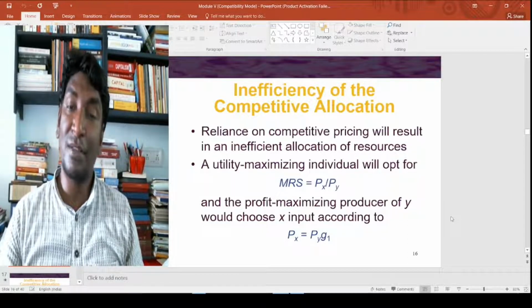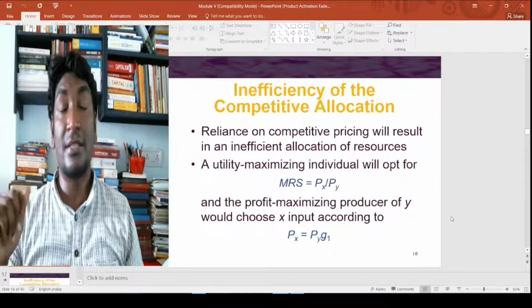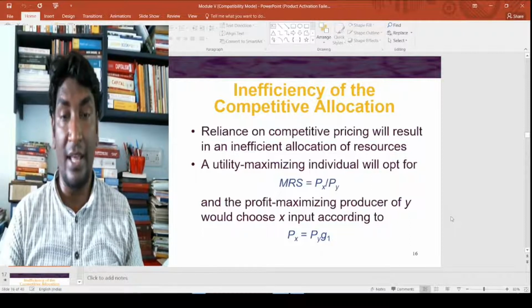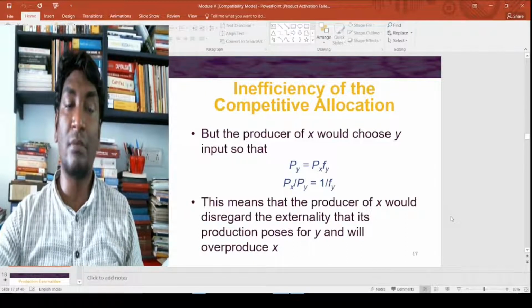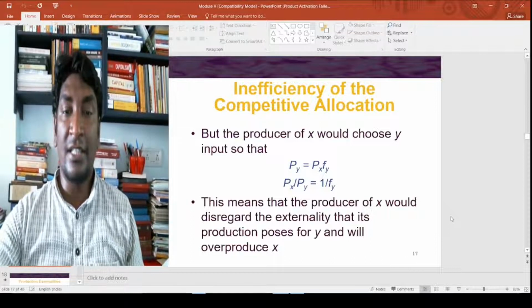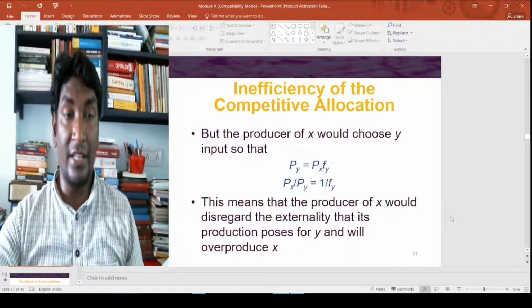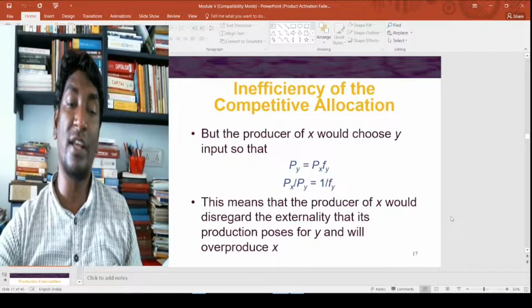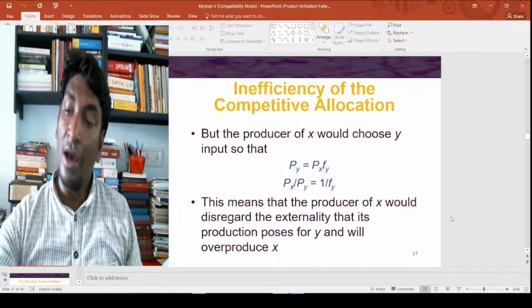The profit maximizing producer of y would choose x input according to px by py equal to g1. But the producer of x would choose y input so that py equals px fy, which is nothing but px by py equal to 1 by fy. So this means that the producer of x would disregard the externality that its production process imposes on y, and will produce its own unit of output. This is actually the classic case of a polluting firm.